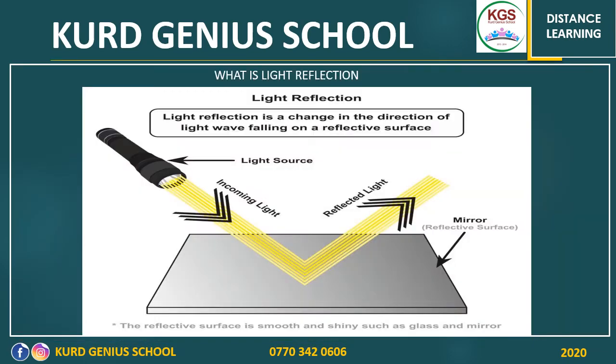As I mentioned, we have two types of light properties: the reflection and refraction of light. Light reflection is the change in the direction of a light wave falling on a reflective surface. We usually think about light as rays that start at a source, such as the sun, and travel in a straight line until they strike something.